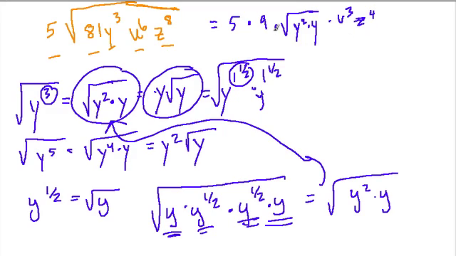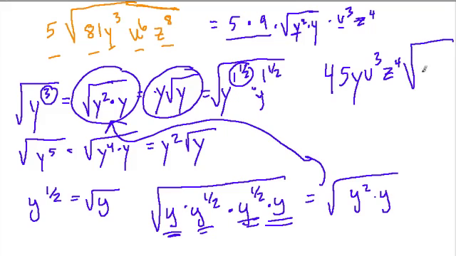So we're almost done. 5 times 9 is 45. The square root of y squared is y, and the square root of y is still the square root of y, so we have 45 times u to the third. We typically cluster all these together, and I put the square root at the end, times z to the fourth times y, the square root of y. And that's how I deal with that problem right there.